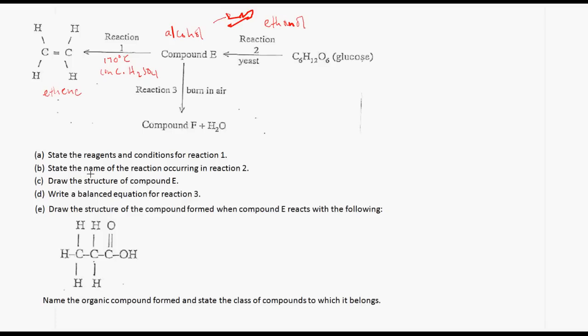Part B, state the name of the reaction occurring in reaction 2. As I indicated earlier, that is fermentation. We have to draw the structure of E. We know that E is an alcohol, and this will be compound E. It has 2 carbon atoms and an OH group present. So this is ethanol.